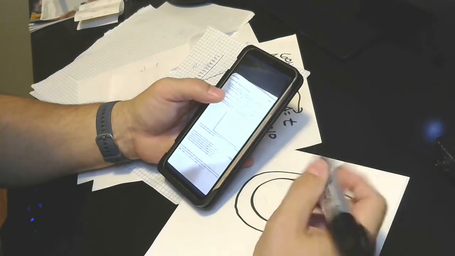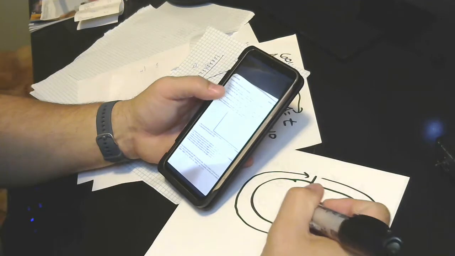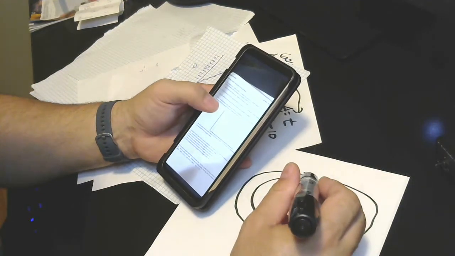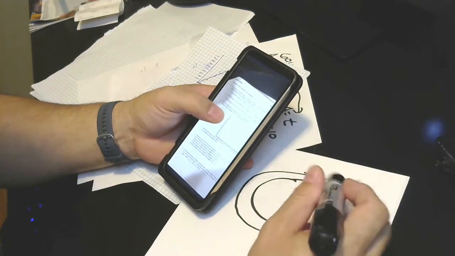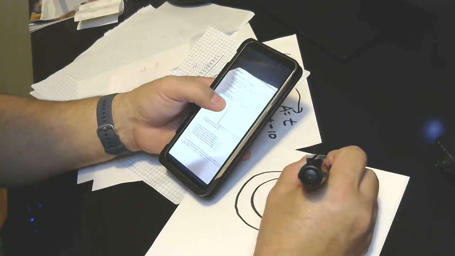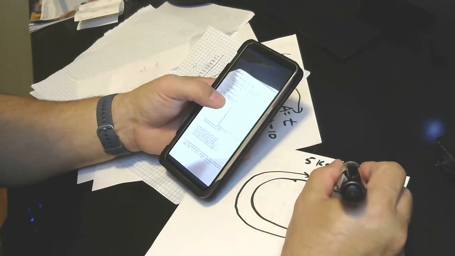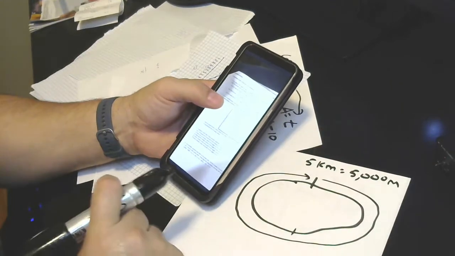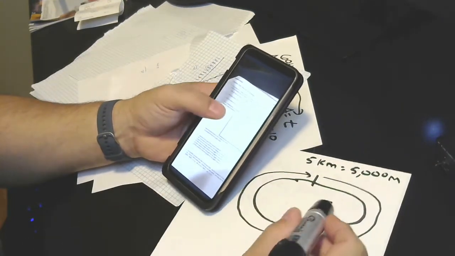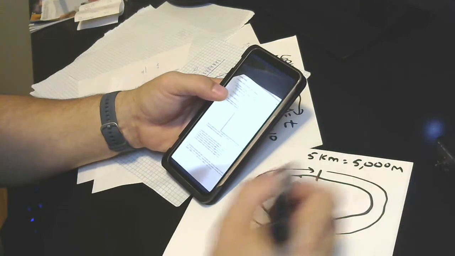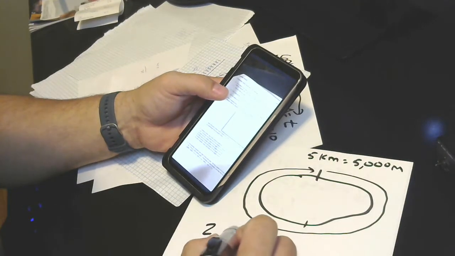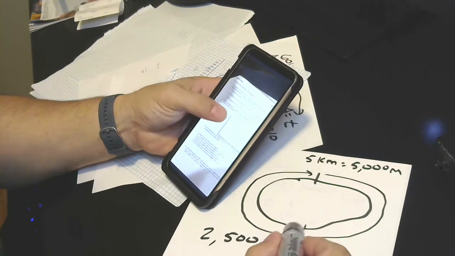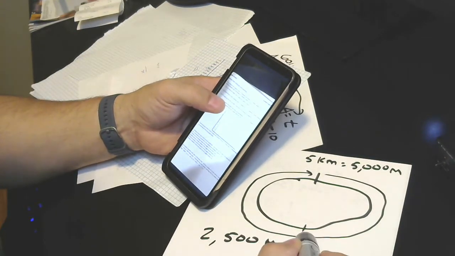So if this is the starting point, we'll say that the first half is about here. But we know the entire distance around the lake, they said, was 5 kilometers. 5 kilometers equals 5,000 meters. We'll just keep units the same, okay? So we know that she went half that distance. Half of 5,000 is 2,500 meters.